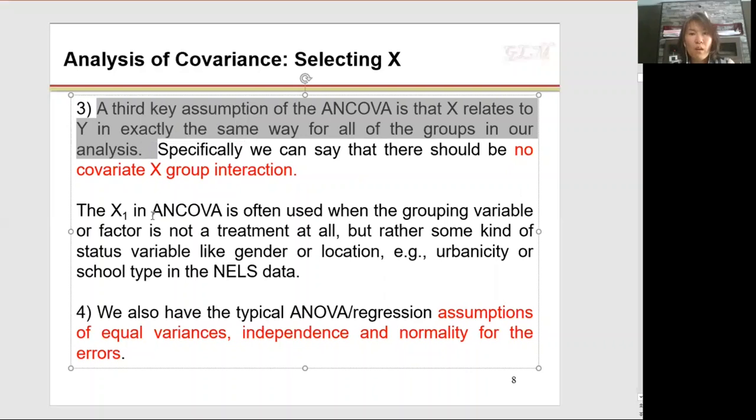X1 in ANCOVA is often used when the grouping variable or factor is not a treatment at all, but rather some kind of status variable like gender or location. For example, urbanicity or school type in the NERS data. So, status variables like gender or location, urbanicity, school type. We also have the typical ANOVA regression assumptions of equal variances, independence, and normality for the errors.